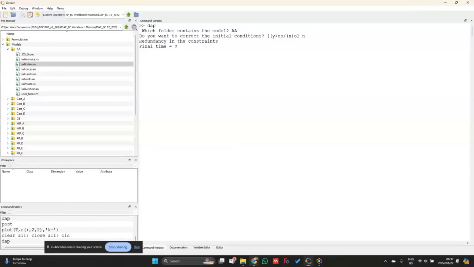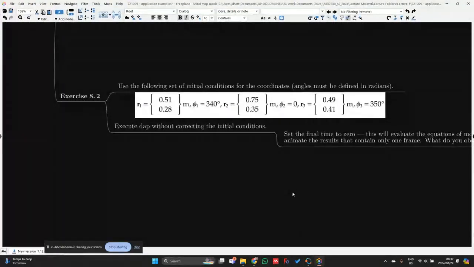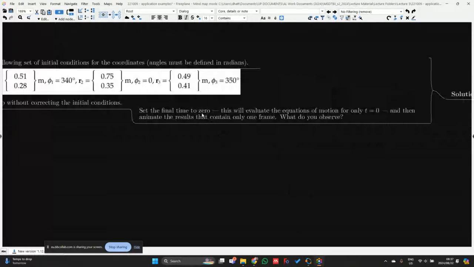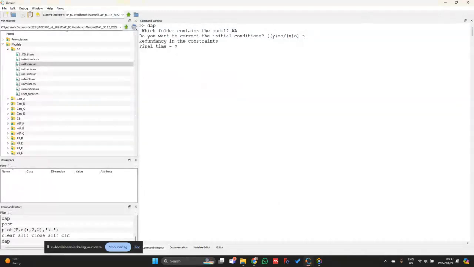So there's probably going to be some constraints that are not going to be met, or they are going to be overridden and you're going to have some stationary elements, or the system is simply going to break. Now, I think the problem also states that we just have to do it for a final time of 0. So this will then evaluate the equations of motion for only t equal to 0. And then we need to also animate the results that contain only one frame. So if we do that, I'm just going to set the final time to 0, and you'll see it doesn't ask for the reporting time step now.